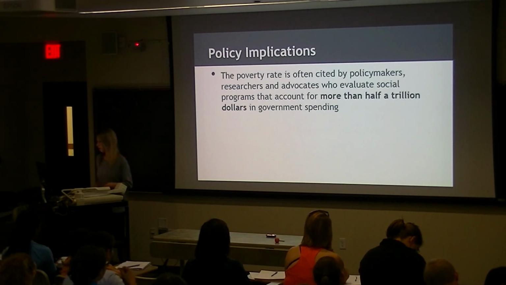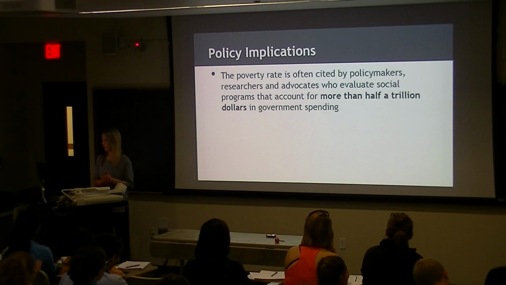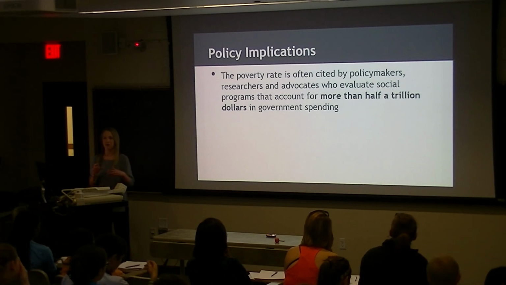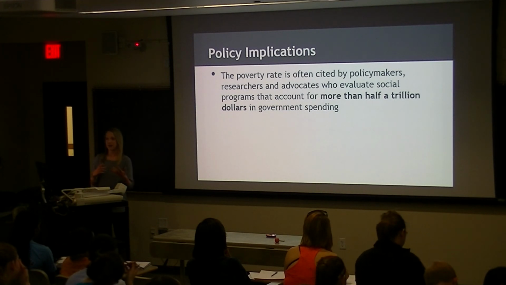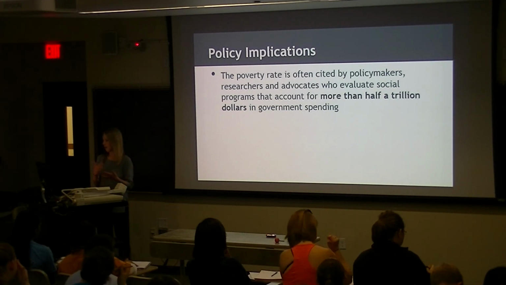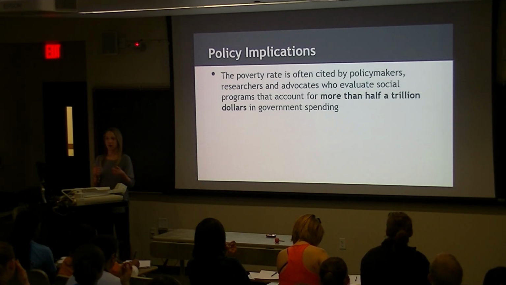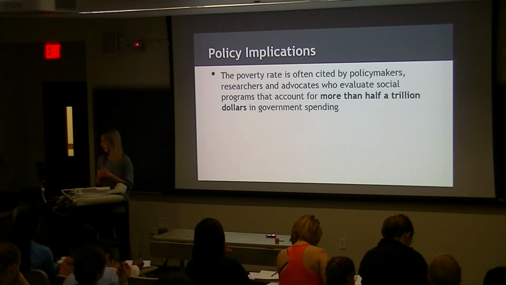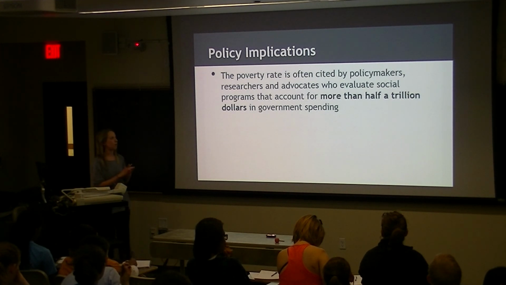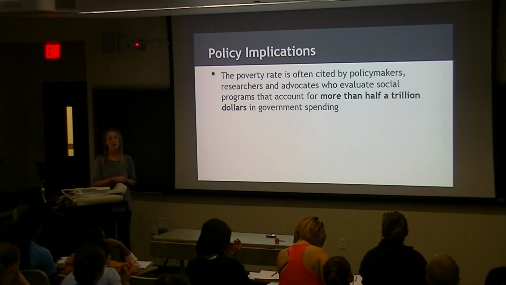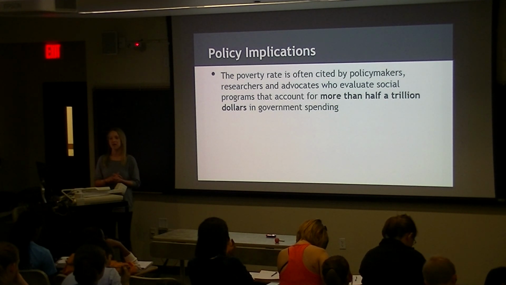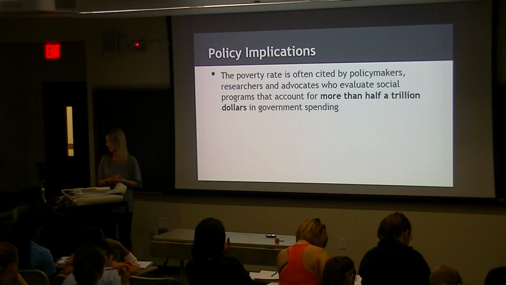So, some policy implications. In sociology, it's common for you to delve into a really almost depressing kind of topic or something that's very hard-hitting. But we always try to come back with a way to help it or decrease it. At least we hope. So the poverty rate is often cited by policymakers, researchers, and advocates who evaluate social programs that account for more than $500 billion in government spending. $500 billion. It's an insane amount of money.